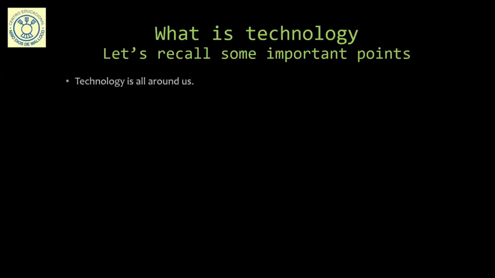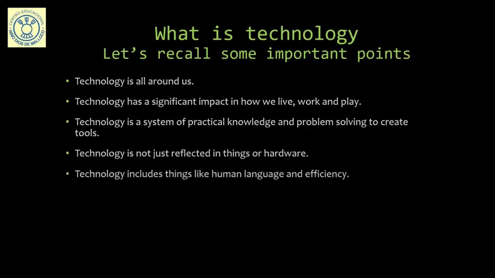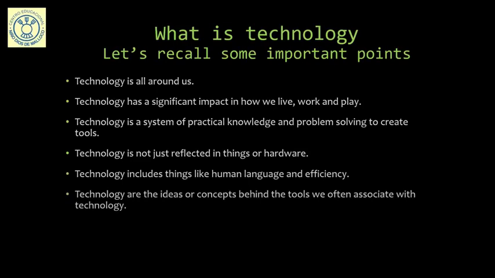Well, technology is all around us. Technology has a significant impact in how we live, work, and play. Technology is a system of practical knowledge and problem solving to create tools. Technology is not just reflected in things or hardware. Technology includes things like human language and efficiency. Technology are the ideas or concepts behind the tools we often associate with technology.